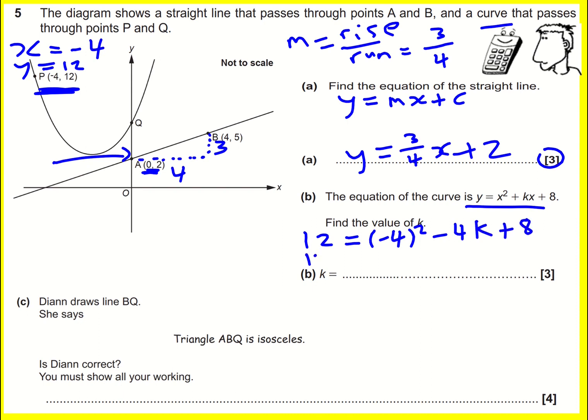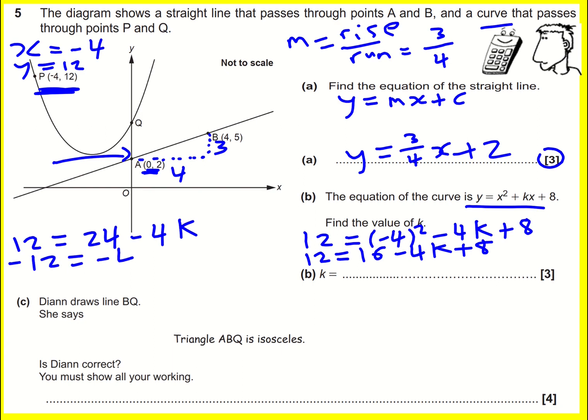That's going to give me 12 equals 16 minus 4k plus 8. Just going to move over to the left hand side to finish this off. So I'm going to get 12 equals 24 minus 4k. I'm going to minus 24 from both sides, so minus 12 equals minus 4k, and then I'm going to divide through by minus 4, so k will equal minus 12 divided by minus 4, and that is equal to 3.